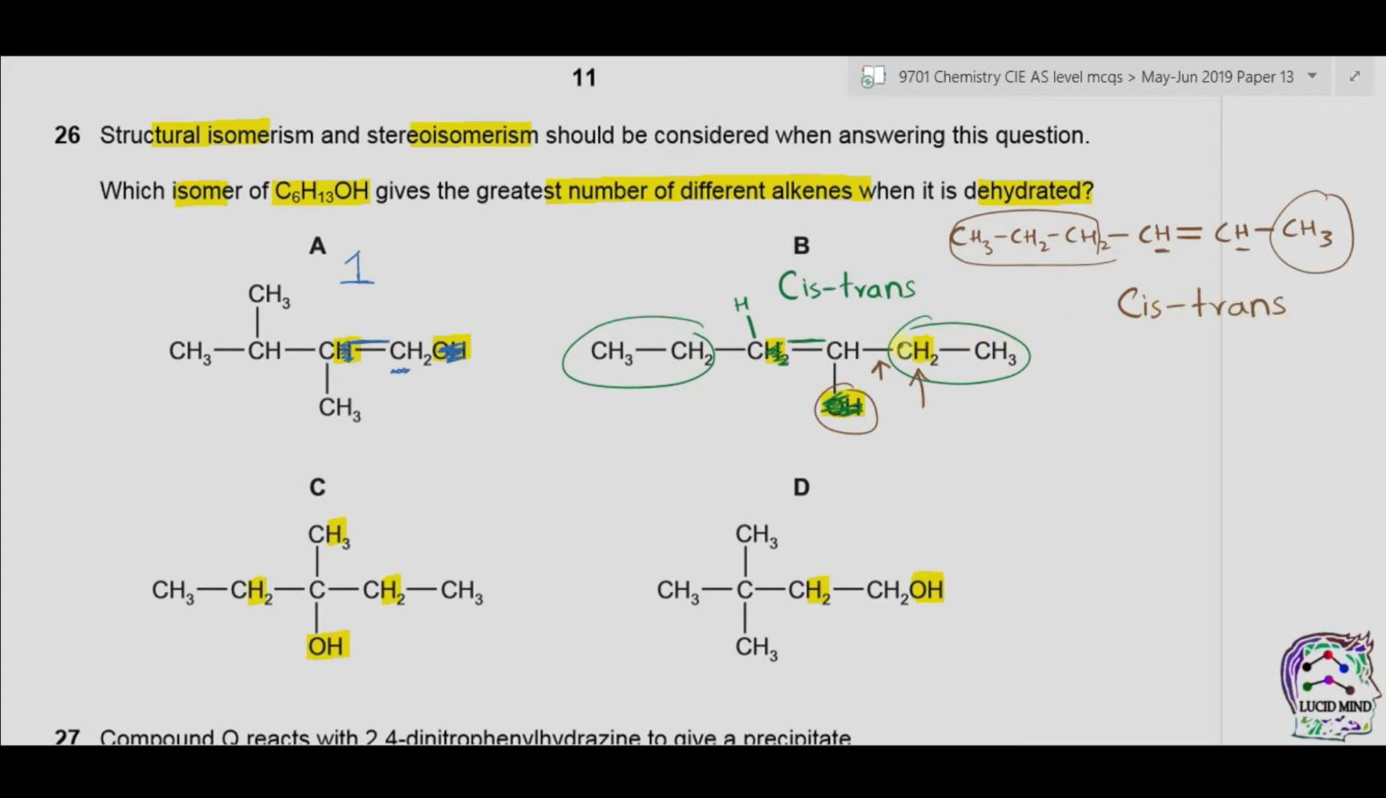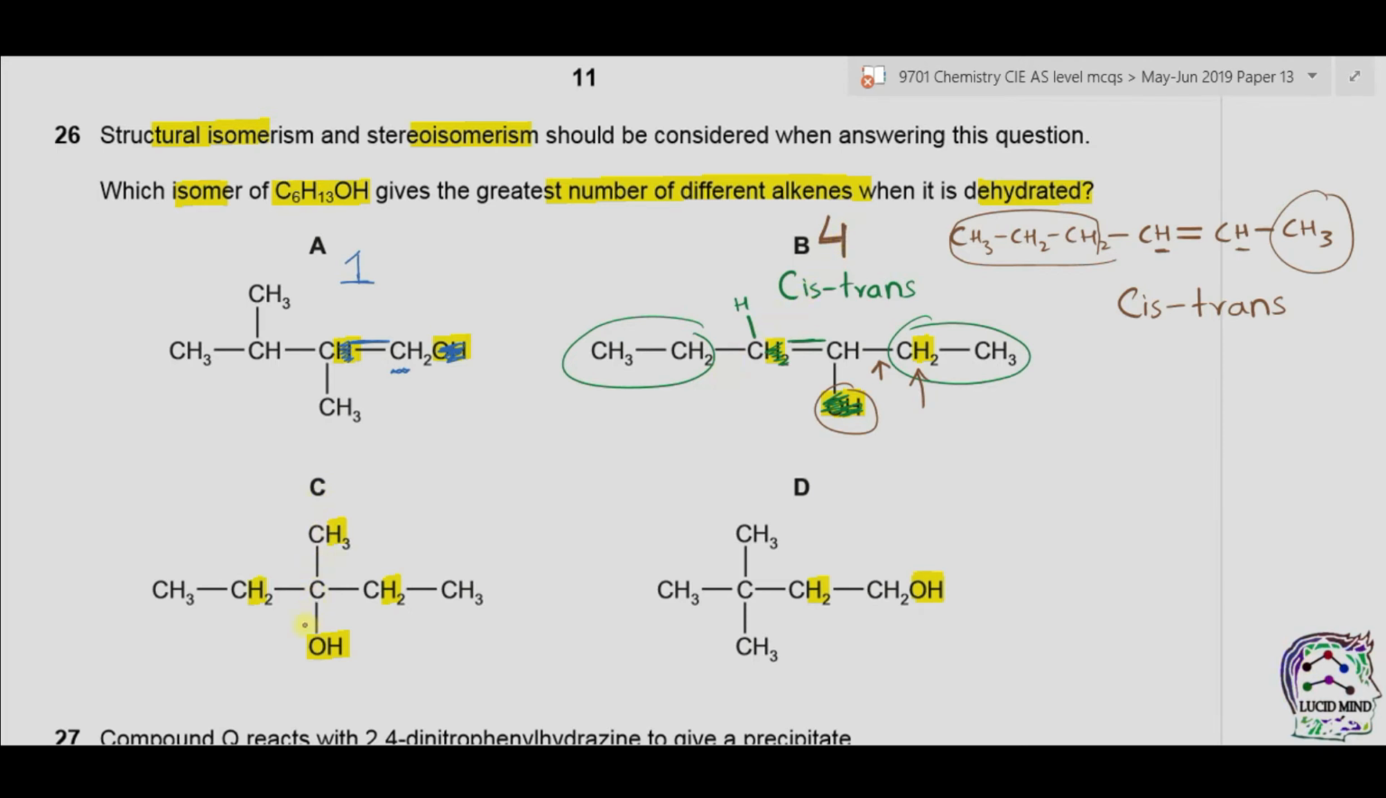As we can see that no carbon is present that is having 4 different atoms or groups attached. So no optical isomer is formed, only these 4 cis-trans isomers are formed. So in B we have 4 different products.